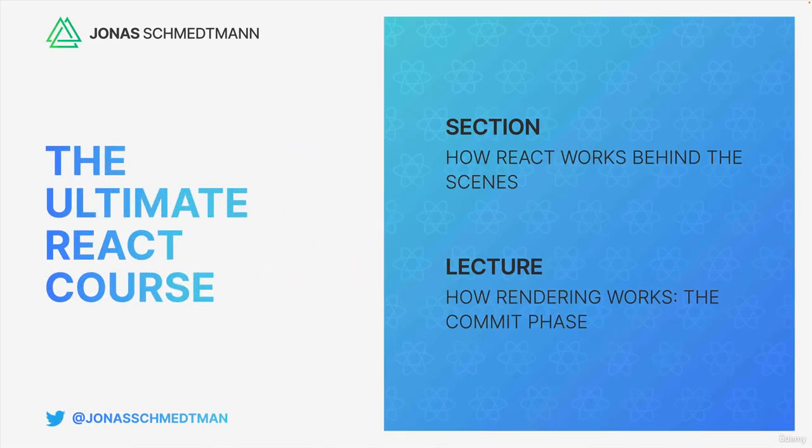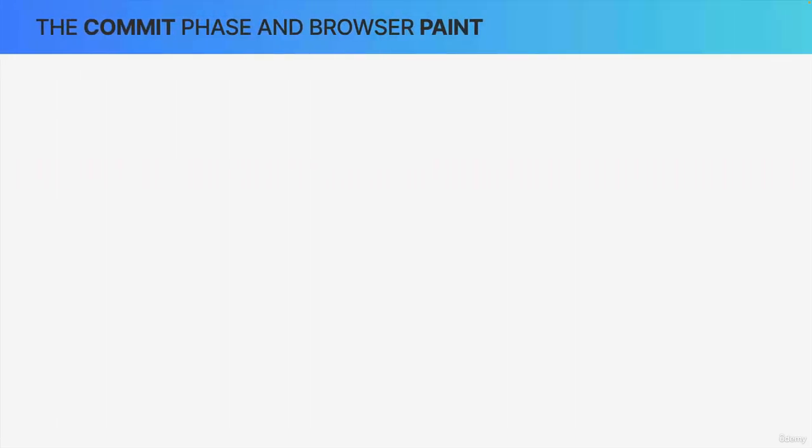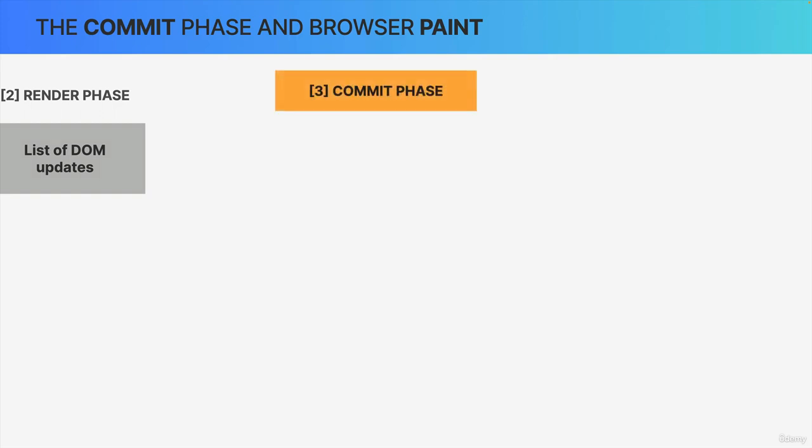Welcome back to part 3 of how rendering works behind the scenes. So, we just finished learning about the render phase, which resulted in a list of DOM updates. And this list will now get used in the commit phase. Now, technically speaking, the current work in progress fiber tree also goes into this commit phase, but let's keep it simple here. So these are more conceptual diagrams so that we can understand what is happening, not a 100% accurate description of the algorithms inside React.